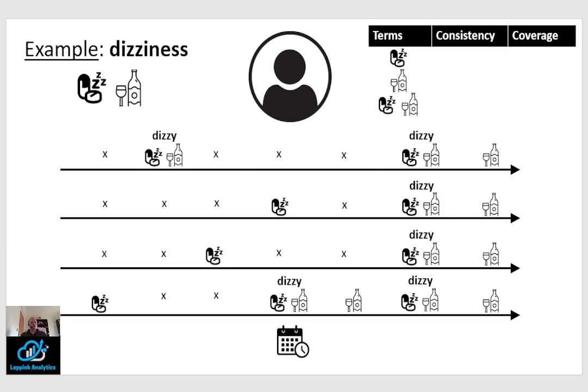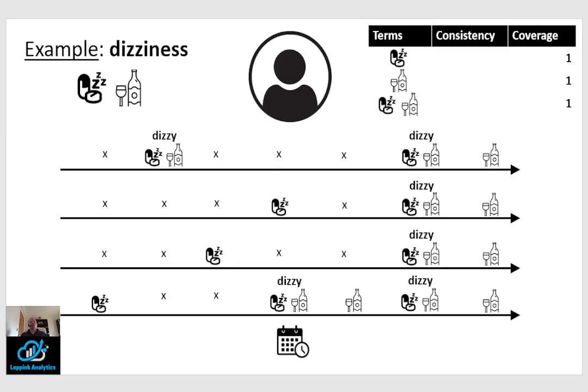Consistency is the extent to which the occurrence of a contributing factor leads to the expected outcome, whereas coverage is about the question what proportion of observed outcomes, here dizziness, can be explained by a given factor or combination thereof. Let me explain this with actual numbers. In this specific example, each of the three possibilities, that is, sleeping pill, alcohol, or both, has a coverage of 1. In other words, a perfect coverage, 100%.